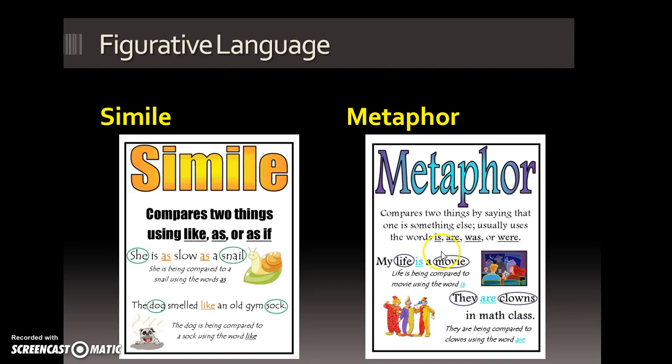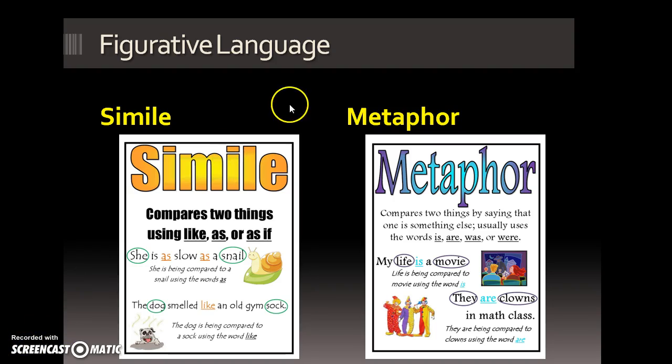A simile compares 2 things using the word like or as. She is as slow as a snail. So in that, we are comparing the girl's speed, maybe how she gets ready in the morning, to a snail's pace. The dog smelled like an old gym sock. My dogs smell like that when they come in from the park, so I can really relate. But I would say that these type of comparisons really allow your reader to make personal connections. They're able to connect between their personal experience and what you're writing.